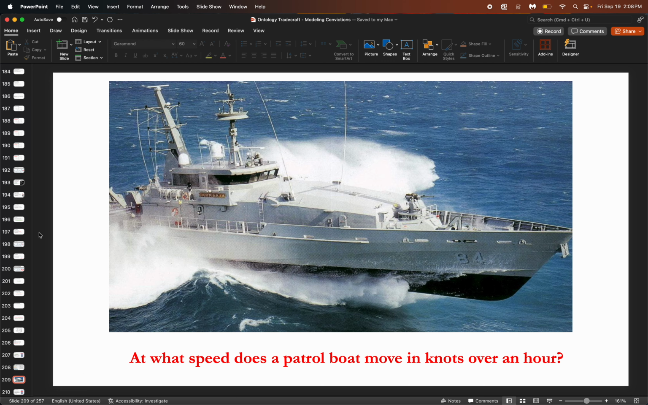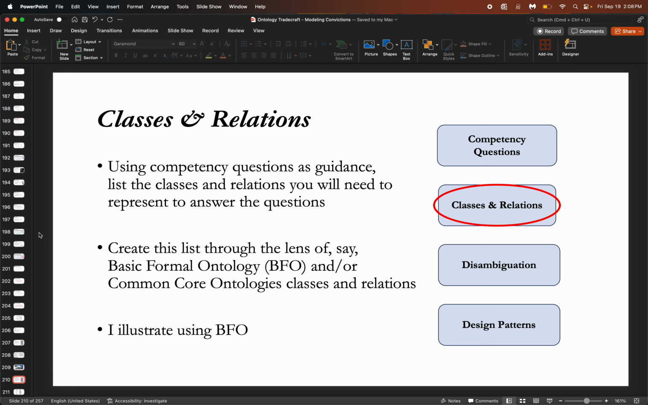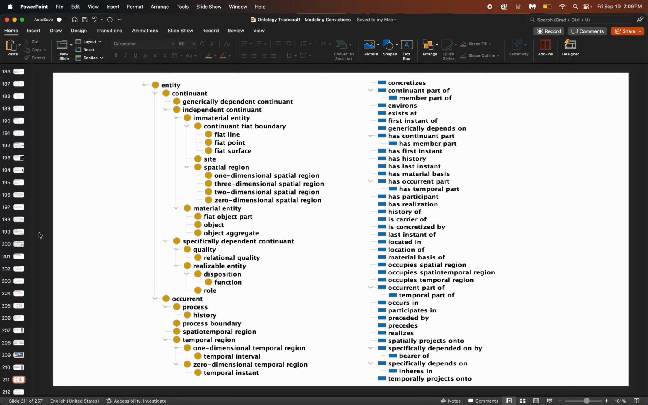I'm going to walk you through an example of how to build an ontology using competency questions, and I'm just going to use this one: at what speed does a patrol boat move in knots over an hour? So what we need to do here, if we're thinking about building something like this out of Basic Formal Ontology and some of its extensions, is identify the classes and relationships relevant to this question. Here is BFO. On the left is the taxonomy that we walked through, and on the right you'll see a bunch of relationships that connect parts of the taxonomy to other parts.